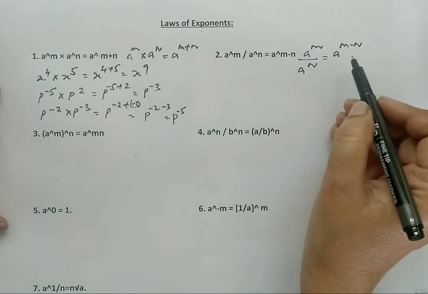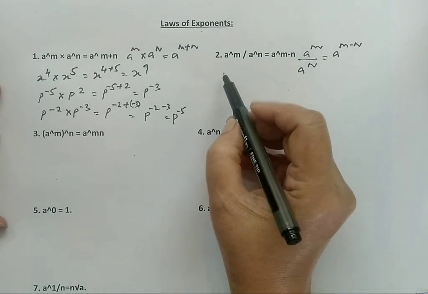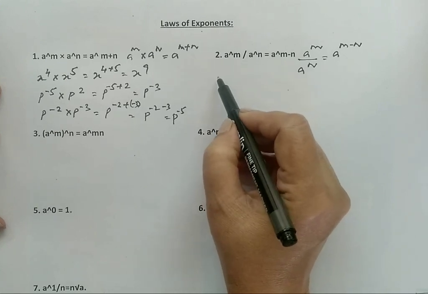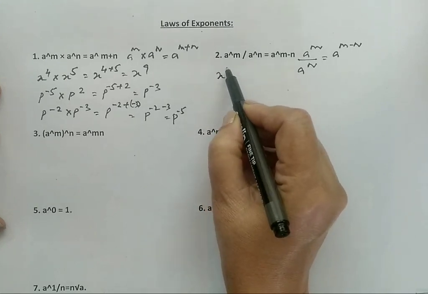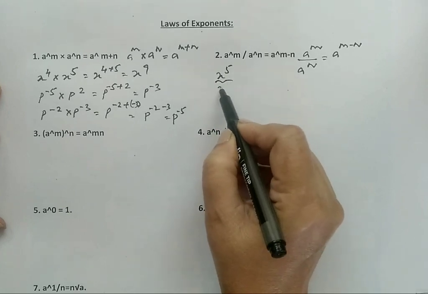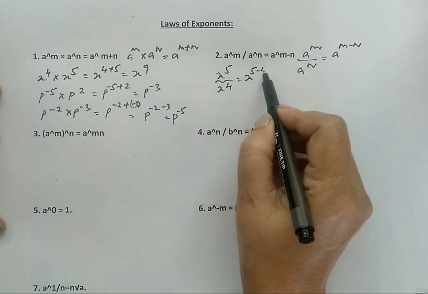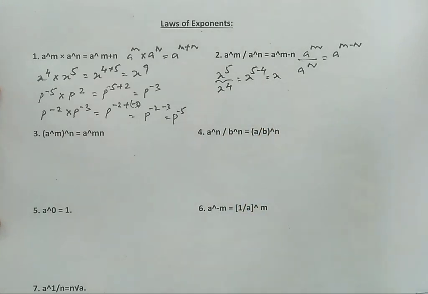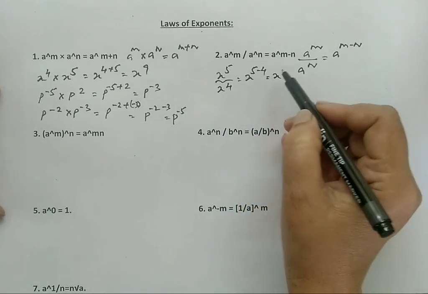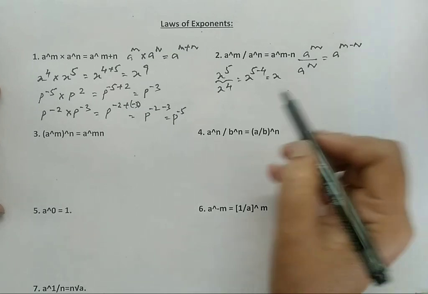What next? The next is, I'll give you examples. Say if you have x to the power 5 over x to the power 4. We write 5 minus 4, that is x. Correct? x to the power 1 is written as x.